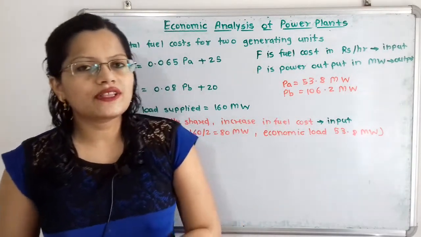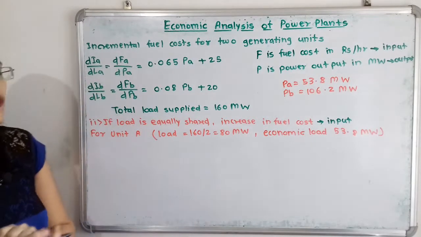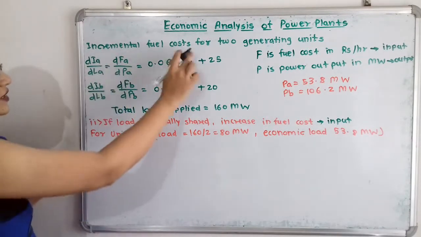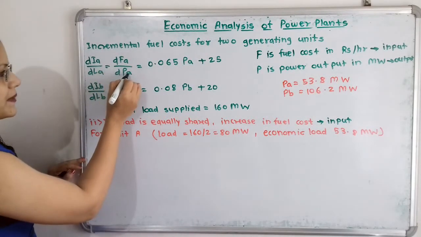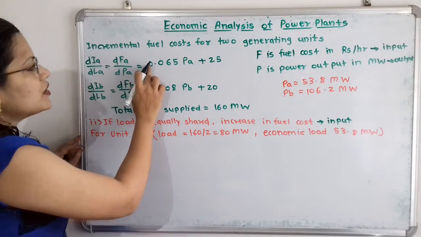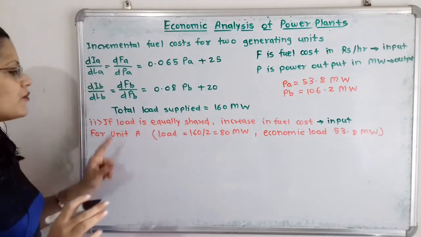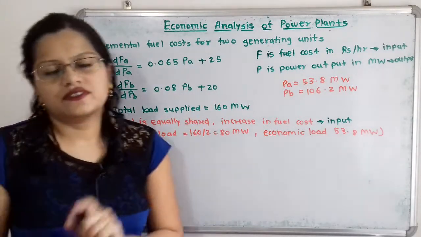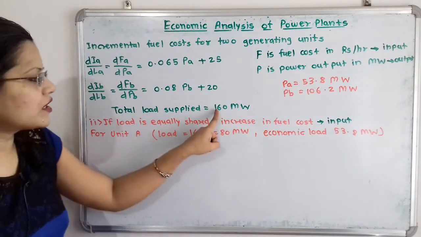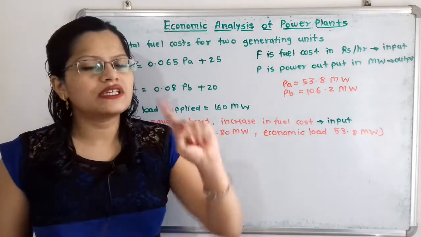So we will move to the first unit, that is unit A. For unit A, here is the equation dFA by dPA. This is the equation between input and output, which is equal to 0.065 PA plus 25. Now the load is equally shared. That means out of this total 160 megawatt load, it is equally shared by unit A and unit B.